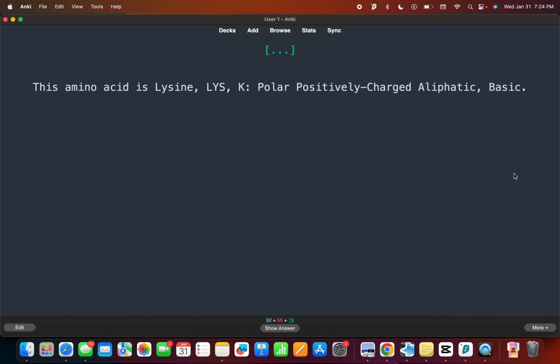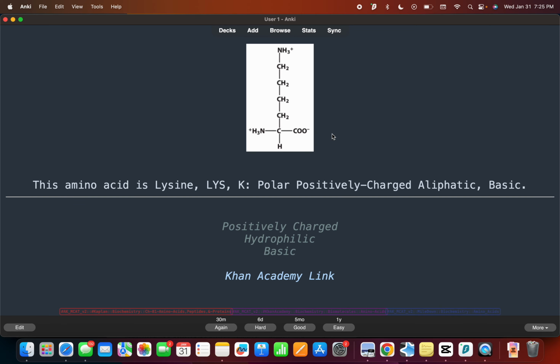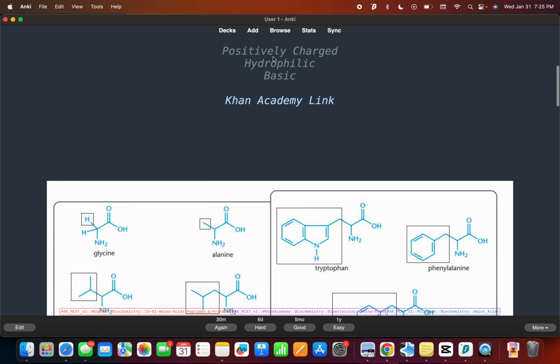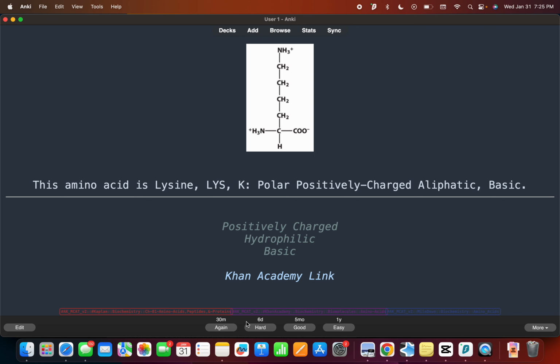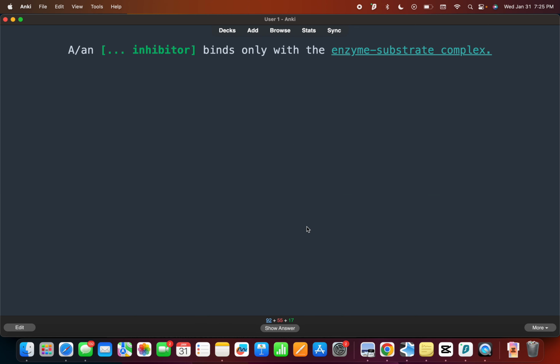So yeah, this amino acid is lysine. Lys, K: polar, positively charged, aliphatic, basic. I believe it is 2 or 3 carbons and then a nitrogen at the end. It should be 4 carbons and then an NH3 plus at the end. Since I didn't get it correctly, we can do this again.